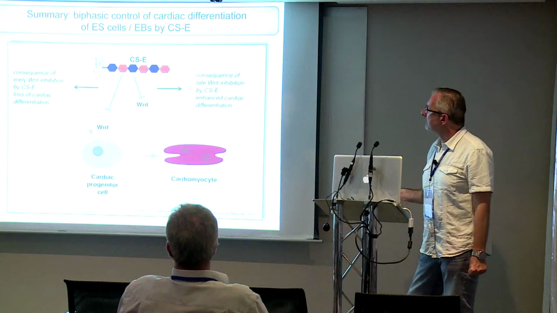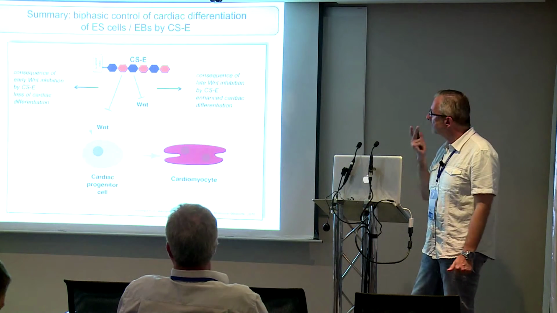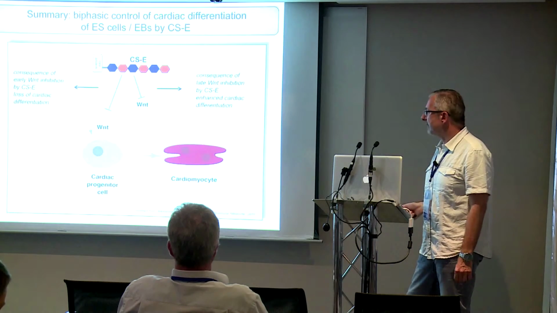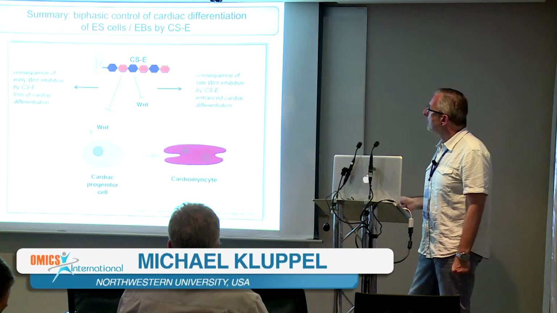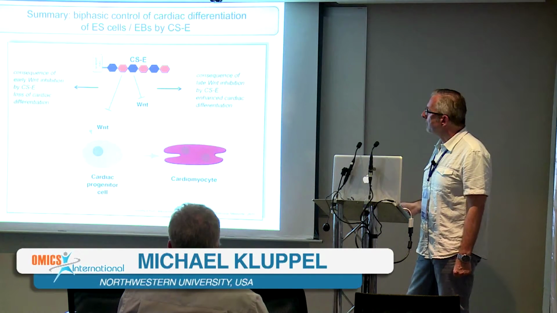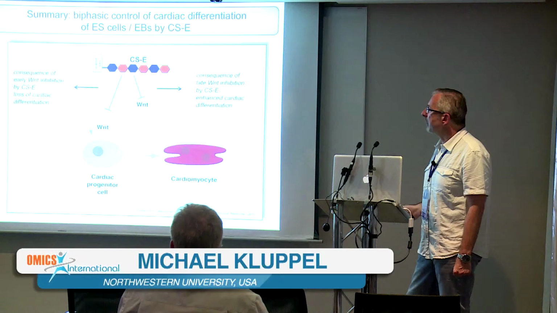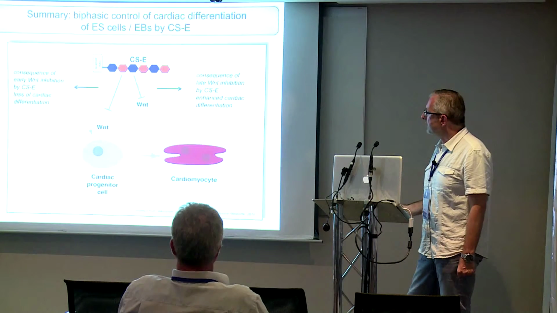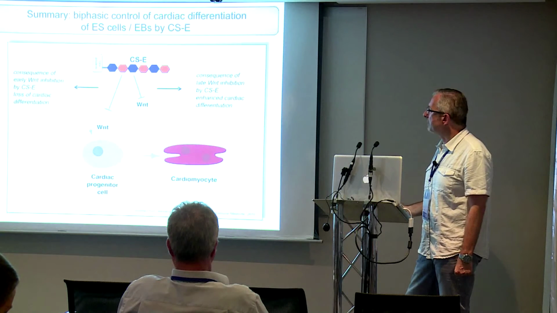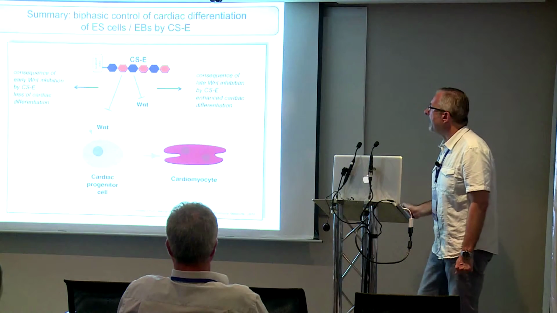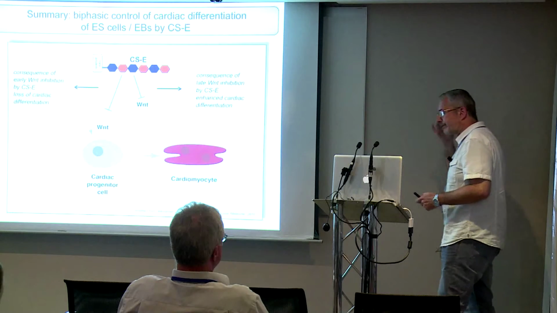I showed you that CSE can inhibit Wnt beta-catenin signaling in ES cells as well as other cells. If we treat with CSE, the consequence of that early Wnt inhibition is a loss of cardiac differentiation. If we treat at later stages, when Wnt has a negative effect, the consequence of late Wnt inhibition by CSE is to enhance cardiac differentiation.